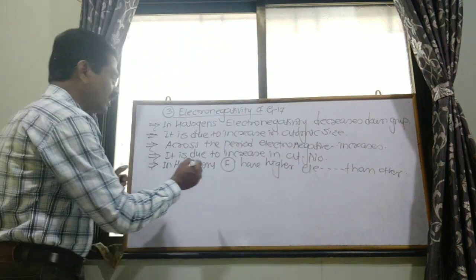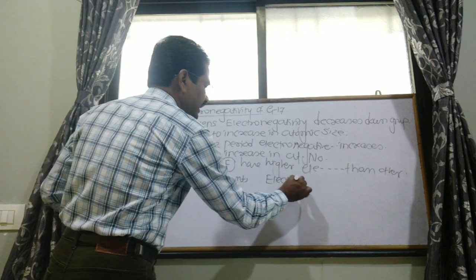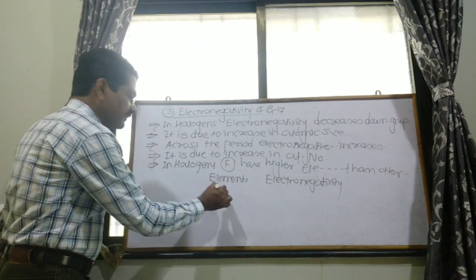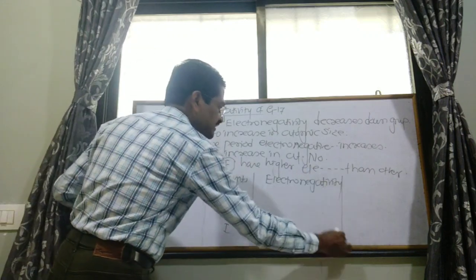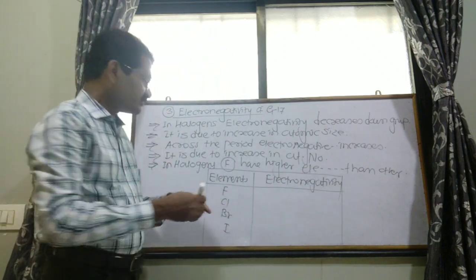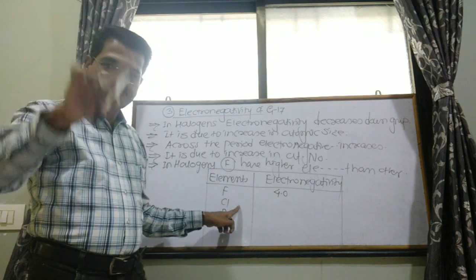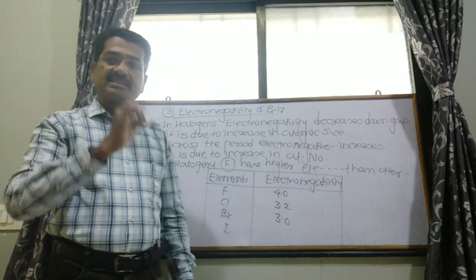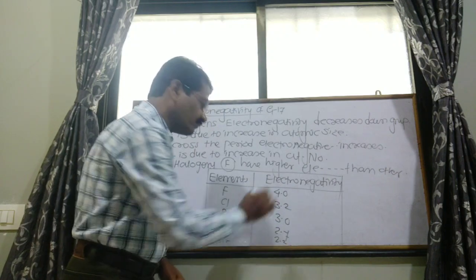So see the actual electronegativity. Suppose these are the elements and their electronegativity. Elements: fluorine, chlorine, bromine and iodine. Then see the electronegativity of these elements. Fluorine shows an electronegativity of 4. Then chlorine possesses less than fluorine, that is 3.2. Bromine possesses 3. Iodine possesses 2.7. And astatine, 2.2.